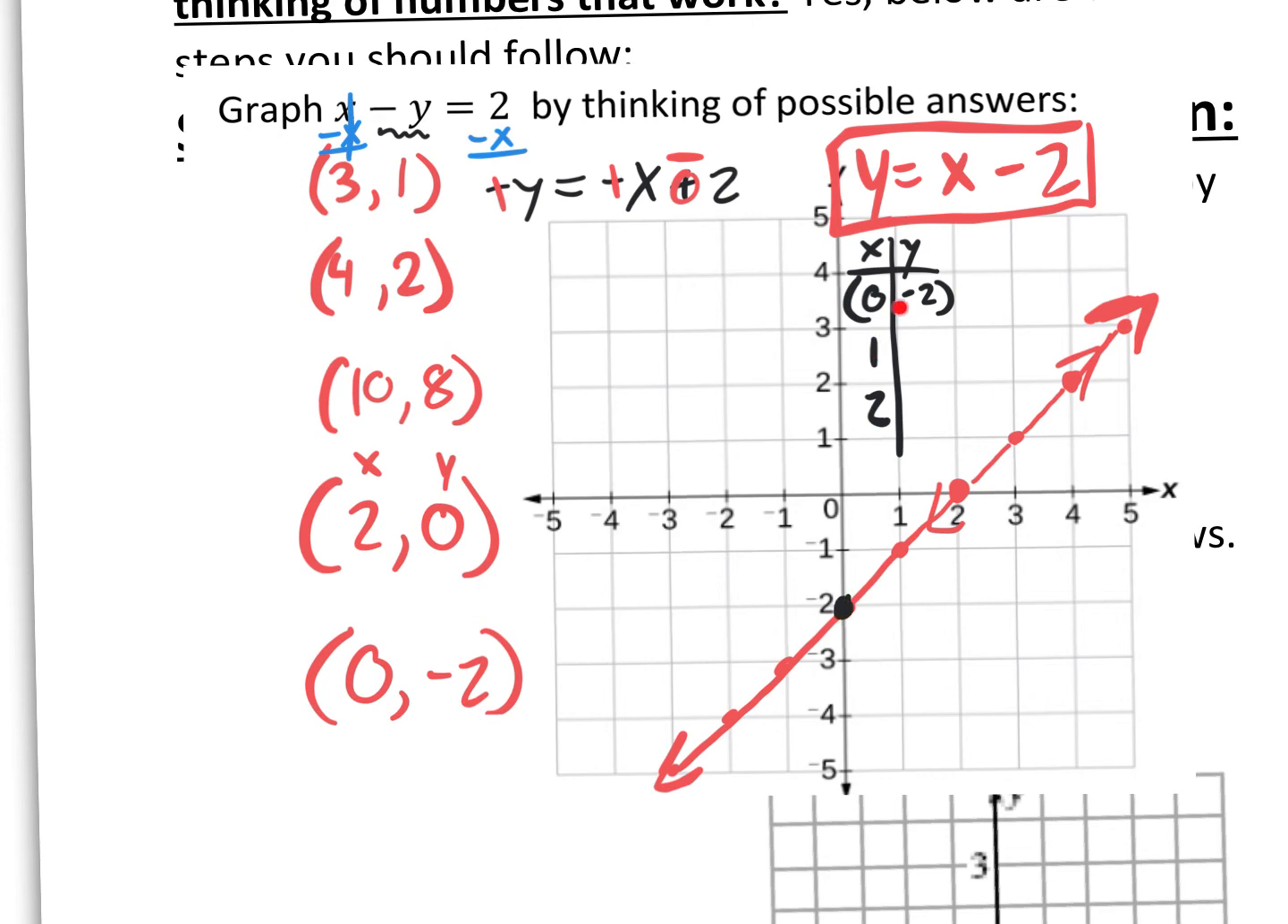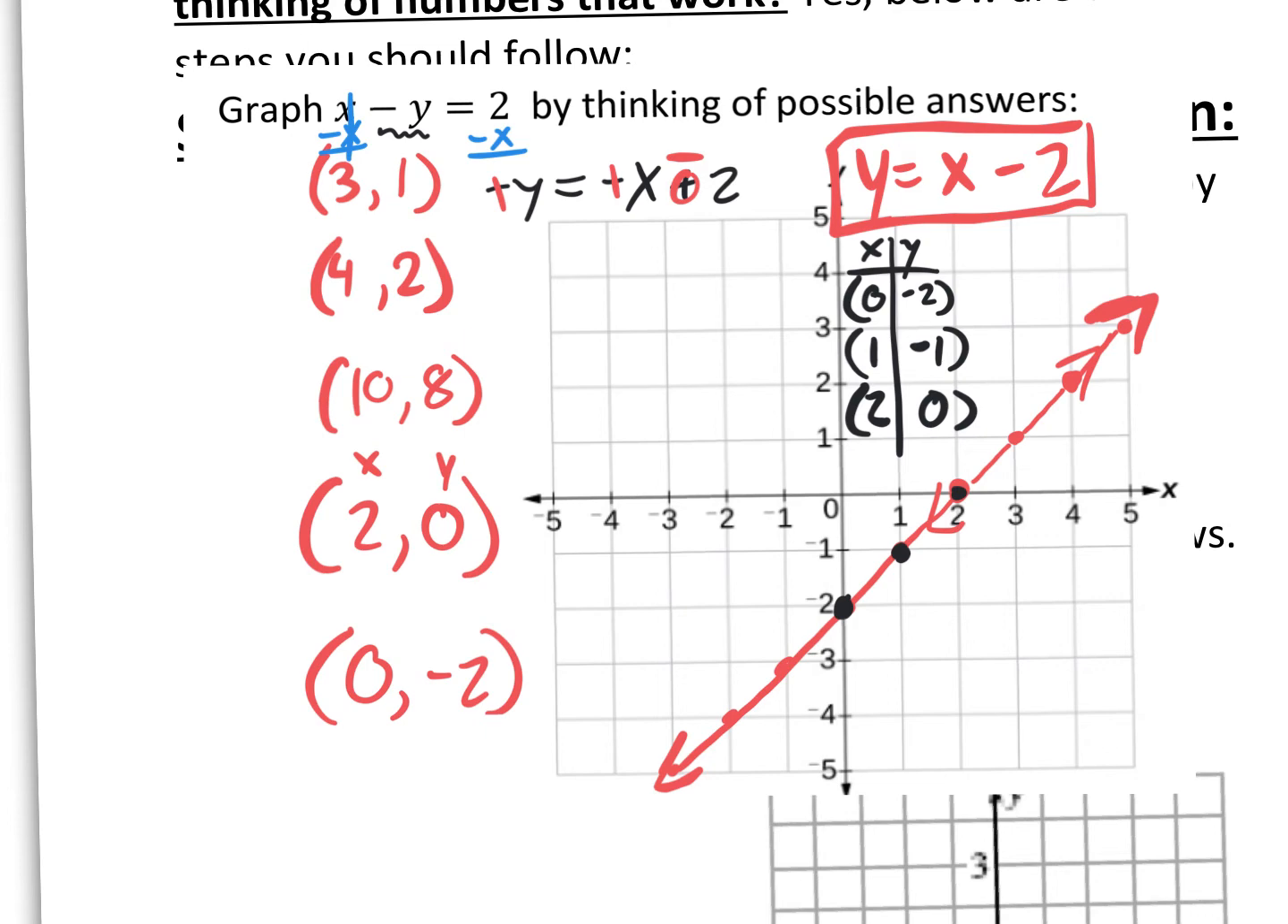And then plug in a 1 right there. 1 take away 2 is negative 1, which is a coordinate. 1, negative 1. That's that dot. I'm going to put that dot right there. And last but not least, 2, plug in 2 for x. 2 take away 2 is 0. So this is a coordinate 2, 0. That's right there. So we got those 3 dots pretty easy once it's in function form.